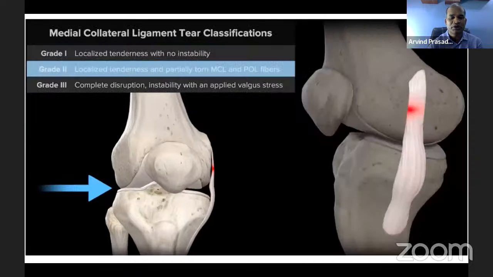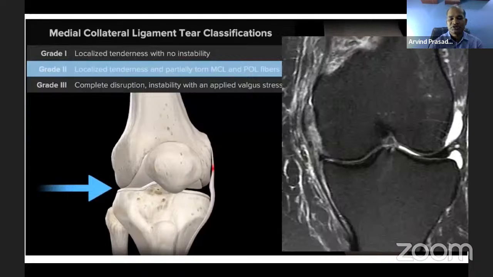In grade 2, there will be localized tenderness, as well as a partial tear of either the MCL or the POL or both. So that is grade 2. Here you can see there is continuity, but in the proximal part of the MCL it's not very clear. So it's a partial tear, but continuity is maintained.